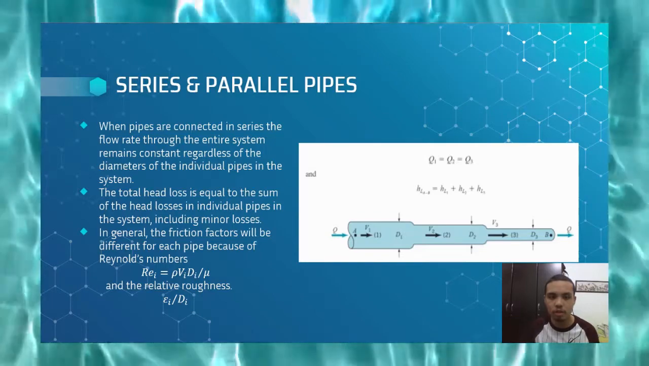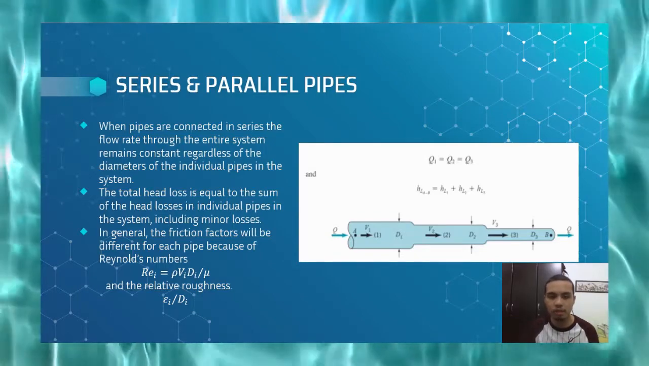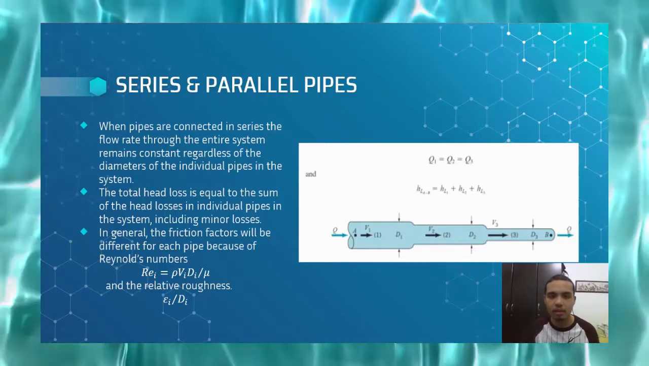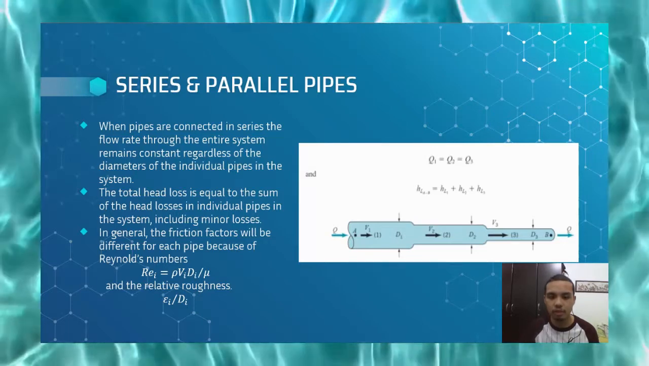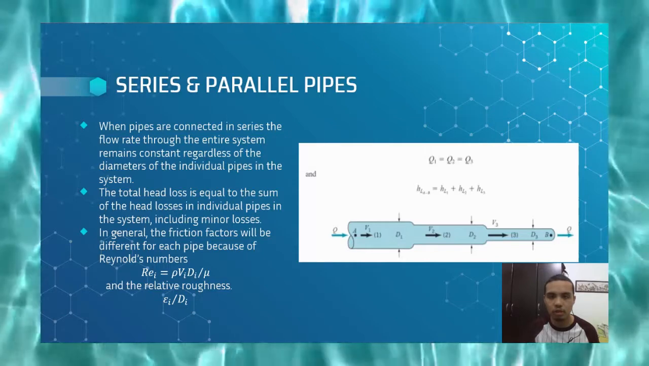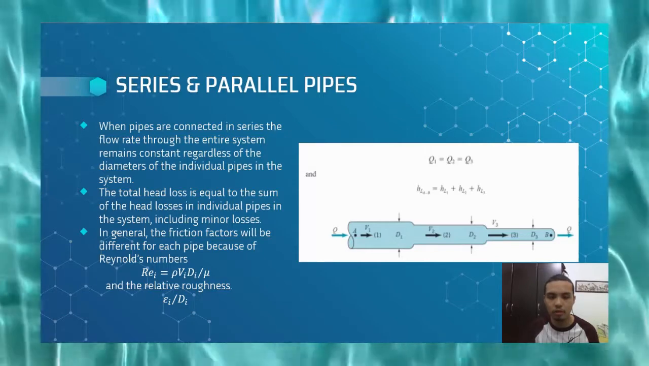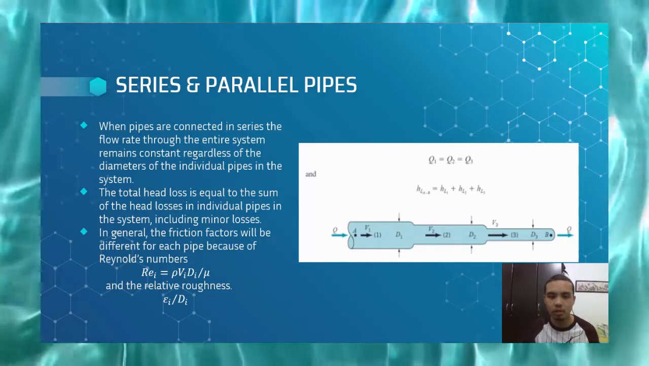The total head loss is equal to the sum of the head losses in individual pipes in the system, including minor losses. In general, the friction factors will be different for each pipe because of different Reynolds numbers, Re_i equals rho V_i D_i over mu, and relative roughness, which is epsilon_i over D_i.